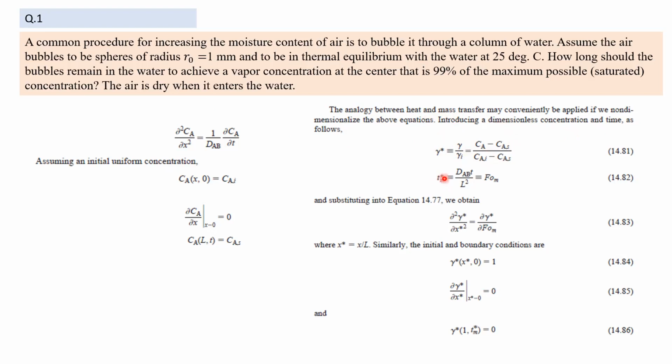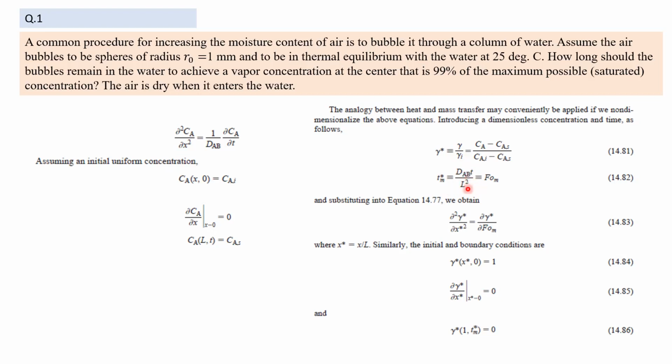And the star denotes that it is non-dimensionalized. So it's a procedure to non-dimensionalize. If you note the value, you can see it is D_AB into t by L square. D_AB has units of meter square per second, time is in seconds and L is in meters. So that is coming to be meter square by meter square.